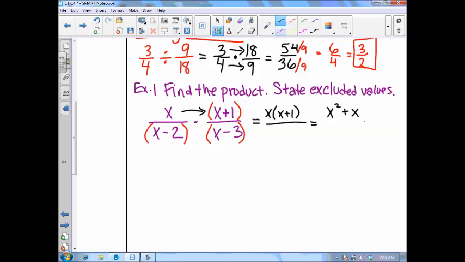Plus x. Good. Any questions on how we got x squared plus x? Then the next one, we go straight across again, and we do x minus 2 times x minus 3. Now this one's not as easy as the numerator because how do we multiply 2 binomials? Yeah, we distribute twice, so we call that double distribution. Okay, so we need to do x times x and x times negative 3.